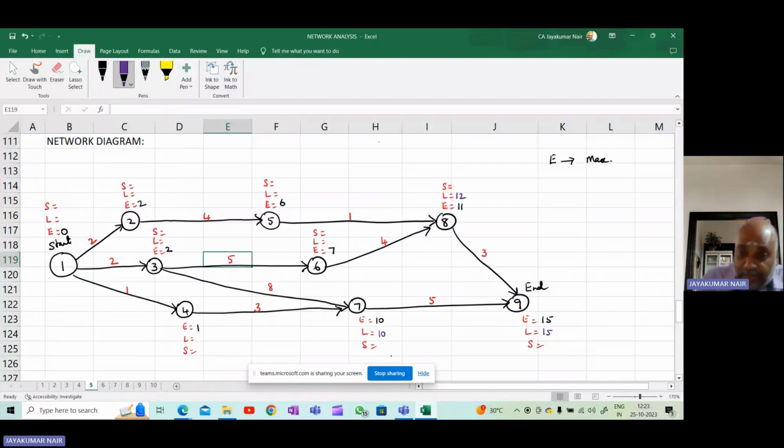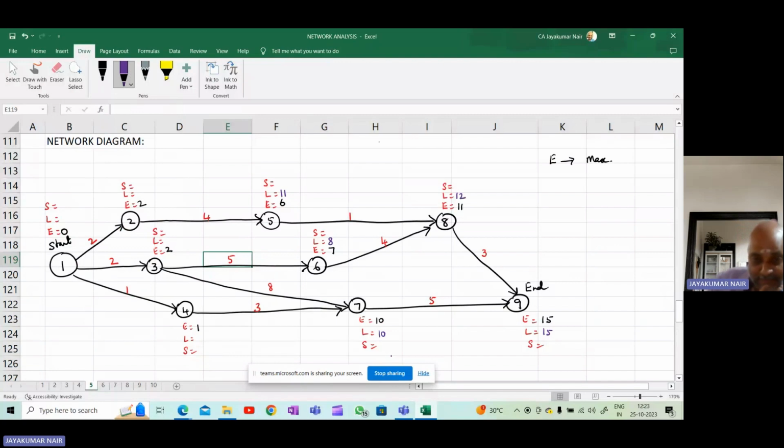Now you see here, this L is 12. So 12 minus 1, because from 5, there's only one arrowhead coming. So 12 minus 1 is 11. Now here also there's only one arrowhead coming. So 12 minus 4 is 8.